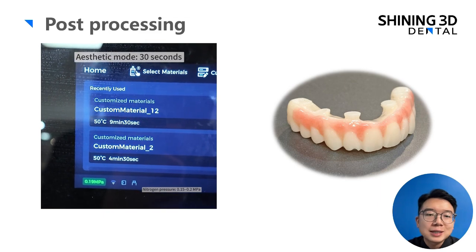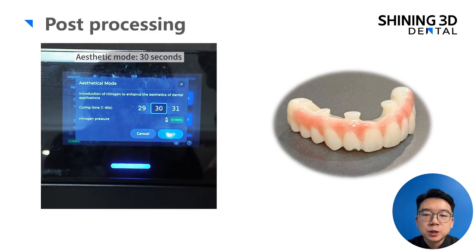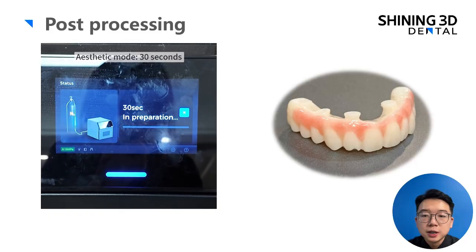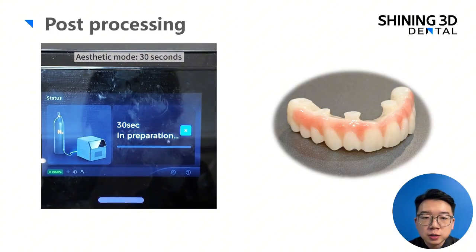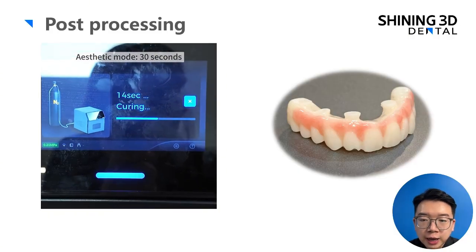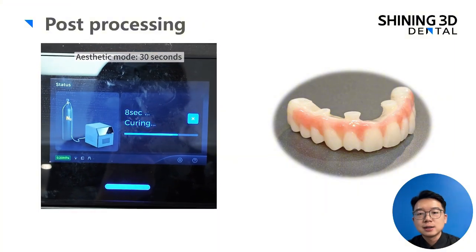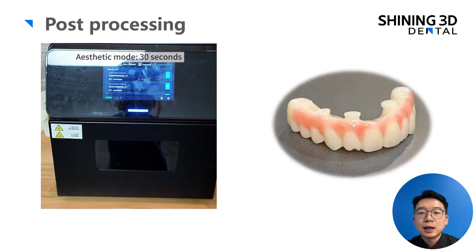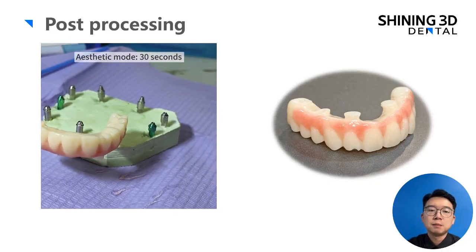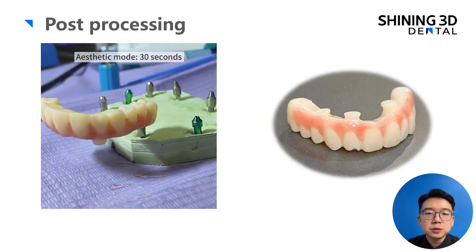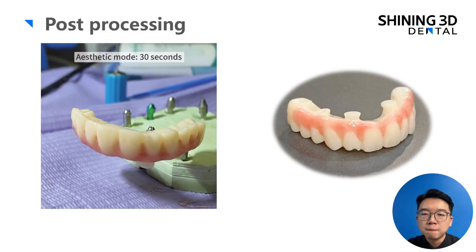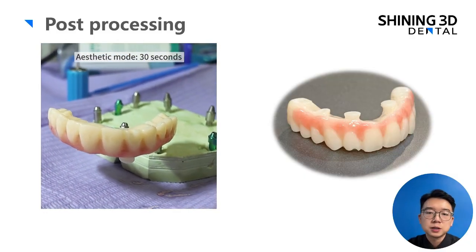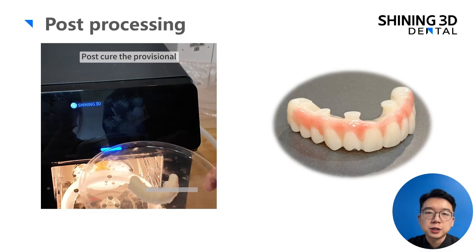to do a 30-second aesthetic mode curing. The first curing process we showed in this video is just a normal curing, and at this stage we add nitrogen in and do a 30-second aesthetic curing for this model. So this is the final result, and you can see it on the right side of this page. This is a polished look after the nitrogen curing.